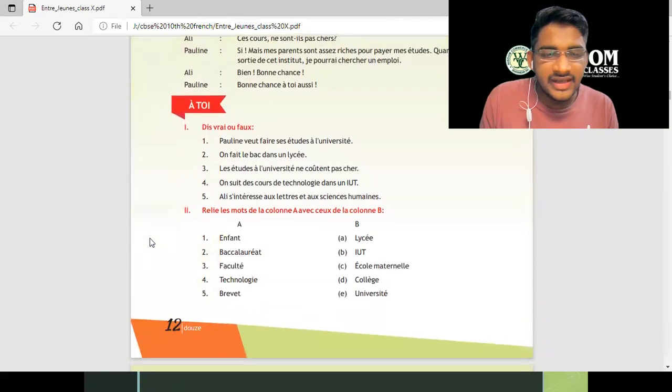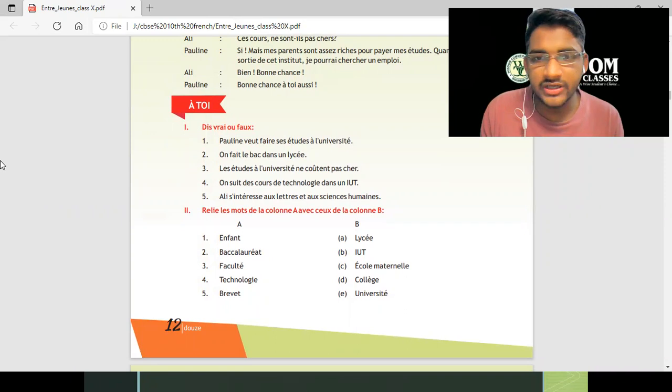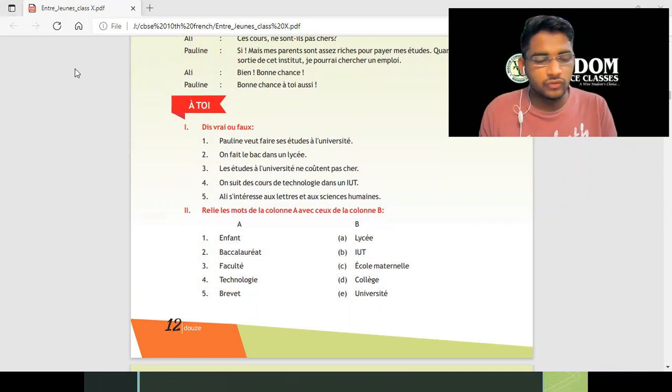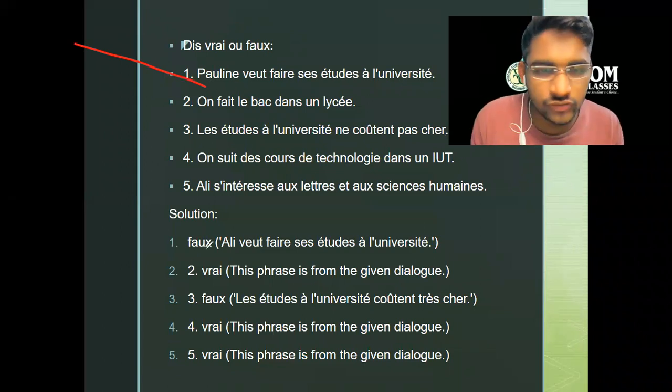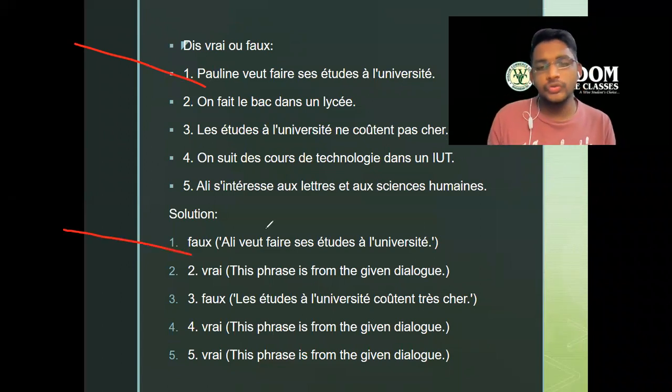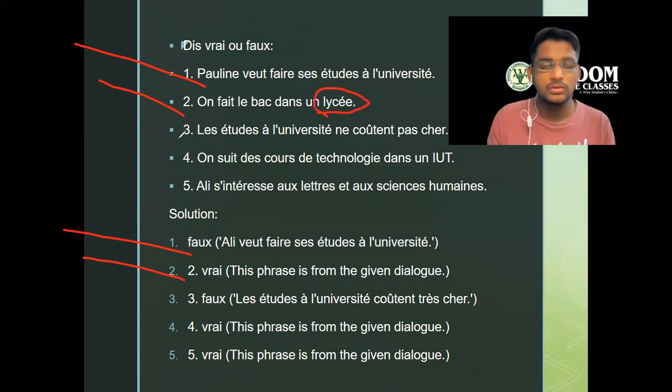So now the next thing that we have is some exercises, students. The exercise says, say true or false. Dit vrai ou faux. Chalo. The first question is, Pauline says études à l'université. So Pauline wants to do her studies in the university. The answer is faux. Ali wants to do his studies in the university. Second one, after the Bac, one does the baccalaureate in the lycée. So the answer is true. Yes, students, baccalaureate is done in lycée. Baccalaureate is equivalent to your 12th standard, and lycée is somewhat like your higher secondary school.